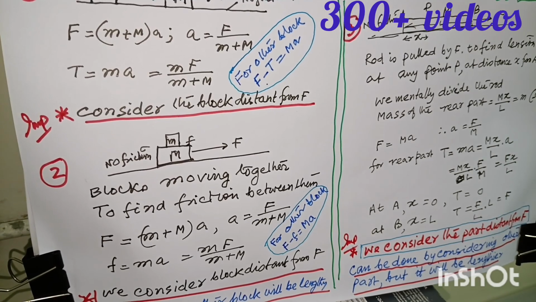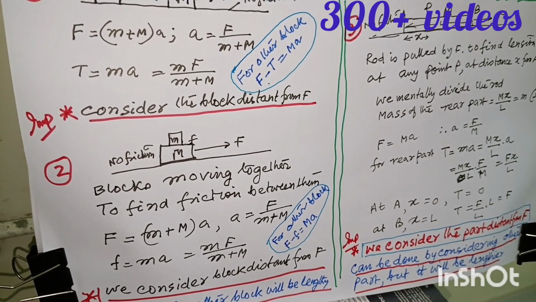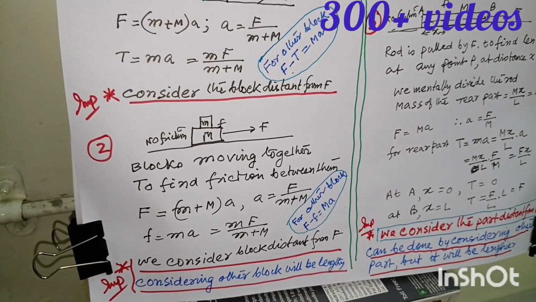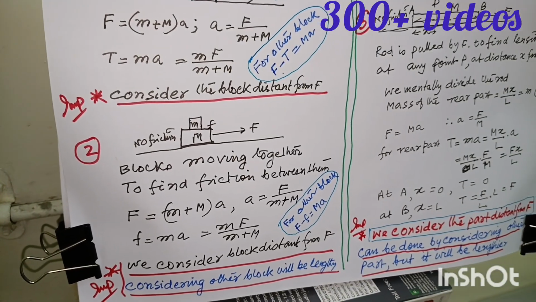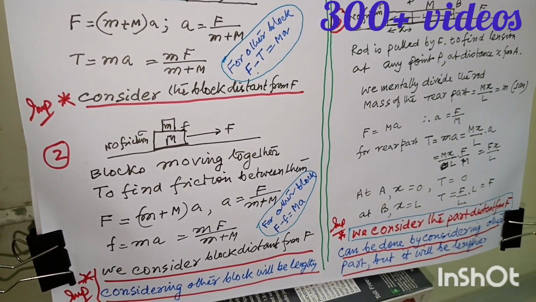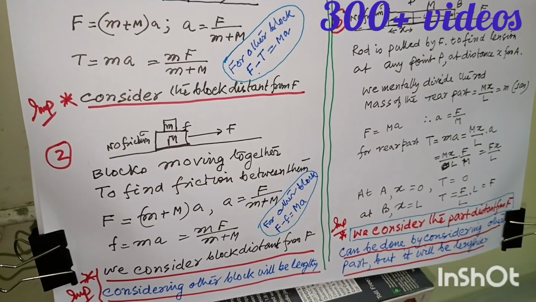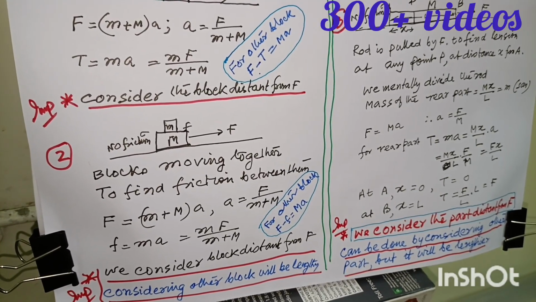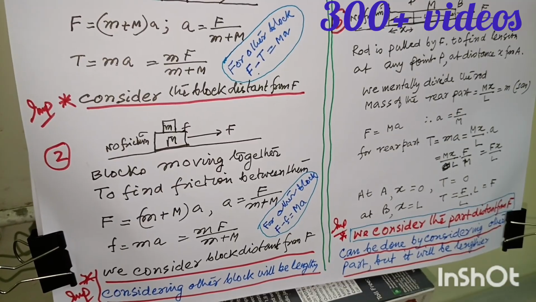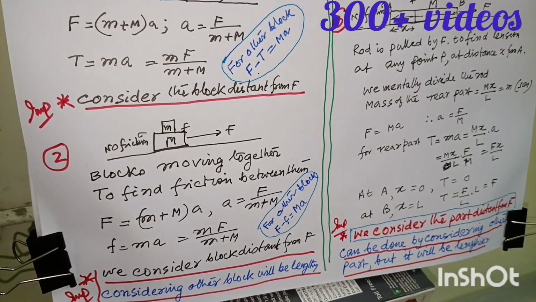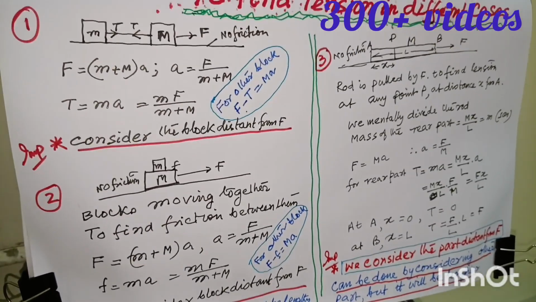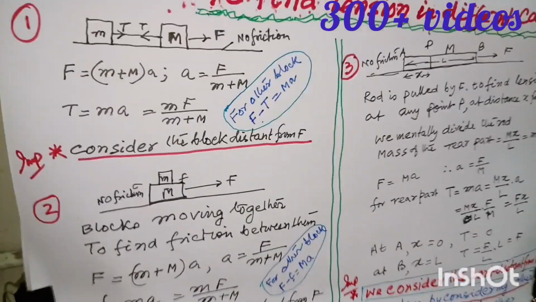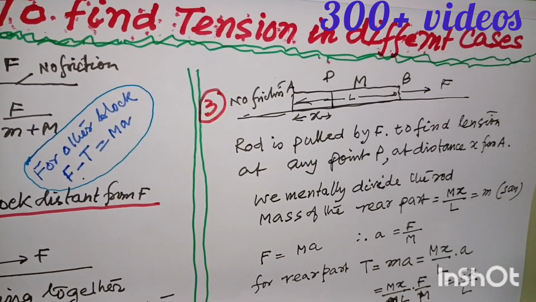So very easily we can find out. Here also we consider the block distant from capital F. Considering the other block will also be okay, but there we will have an extra step, an extra line for that. So that is the general rule you can use. Same thing we can use in case of a rod.